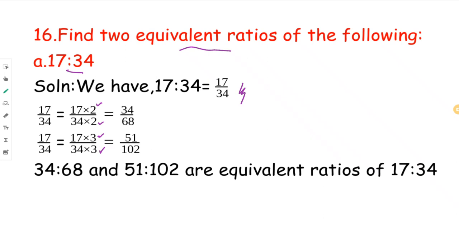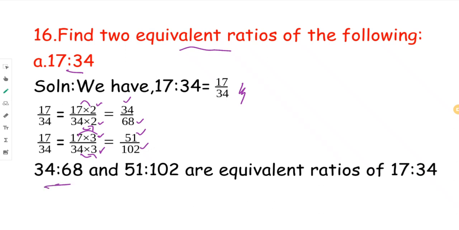So I'm doing 2 2, 3 3. You can take 4 4, 5 5, but it has to be the same, okay? You cannot take 2 3, 4 5 like that. It has to be 2 2, 3 3, 4 4, 5 5, and it continues, clear? Then 17 2s are 34, 34 2s are 68, 17 3s are 51, 34 3s are 102.